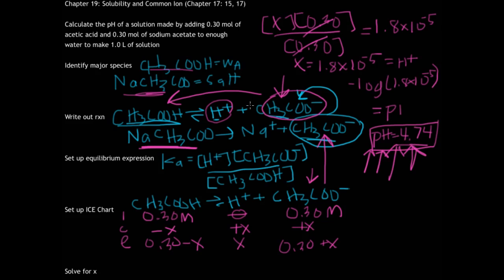So this also ties in with Le Chatelier's concept. Adding more concentration of acetate shifts the equilibrium to the left. Shifting the equilibrium to the left drops hydrogen ion concentration. The less hydrogen ion concentration you have, the higher the pH of the system. And so this is solubility and common ion.